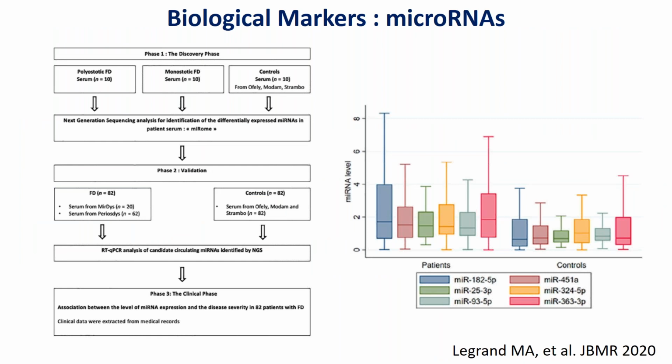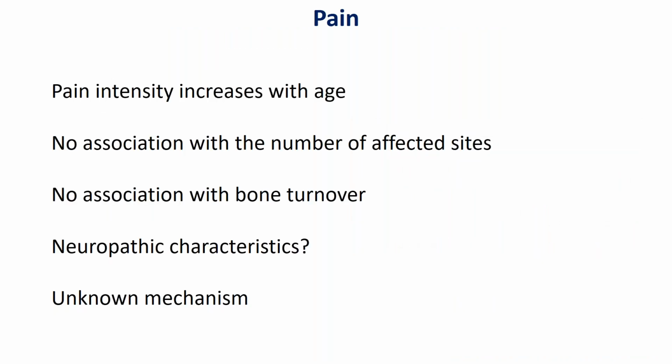MicroRNAs, which are non-coding RNAs that are very well conserved across species and also very robust in terms of conservation in serum samples, can also be measured, and we found that a number of them are upregulated, and they could also become markers in this disease, but this is still research at an early stage.